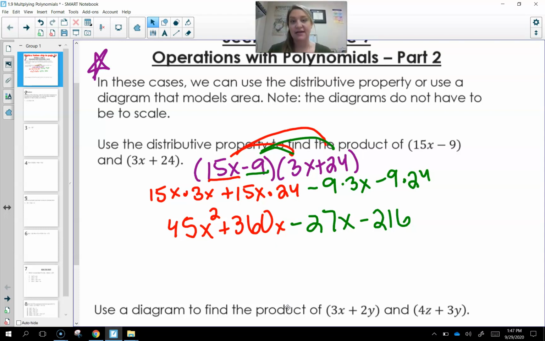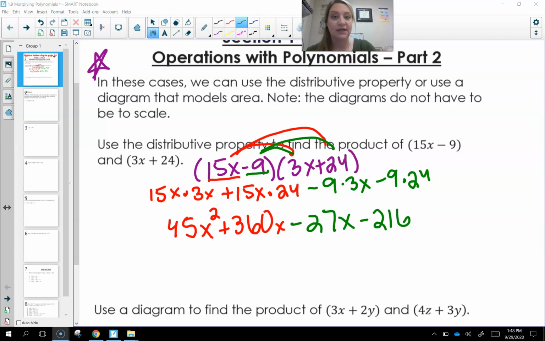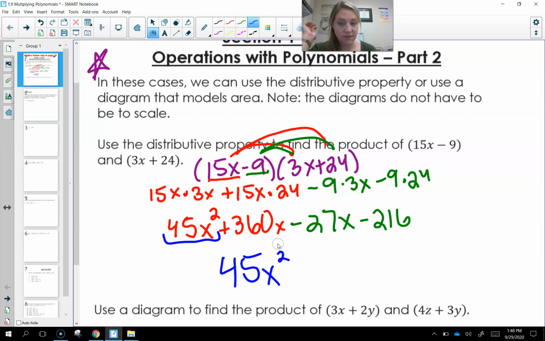So here I've done my distribution. Now I'm going to combine like terms. Remember, like term means it has the same variable and the same exponent attached to it. And I'm also going to put it in standard form. So I'm going to look for my highest exponent first, which is an x squared. Nothing else can combine. Nothing else has an x squared. So we're going to start off with 45x squared.